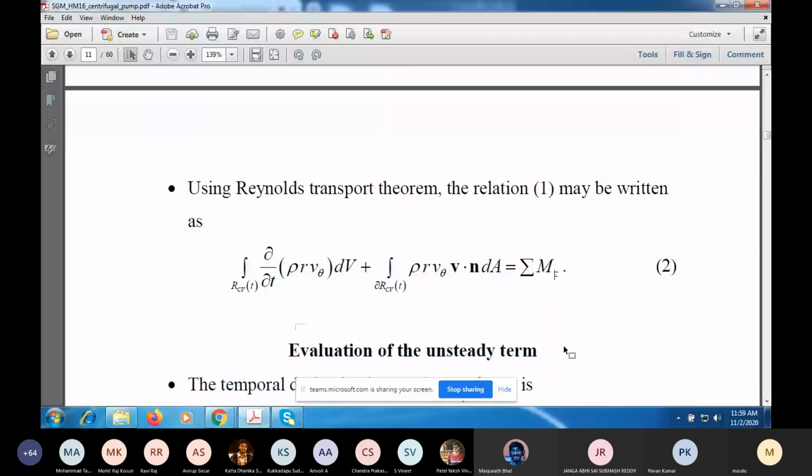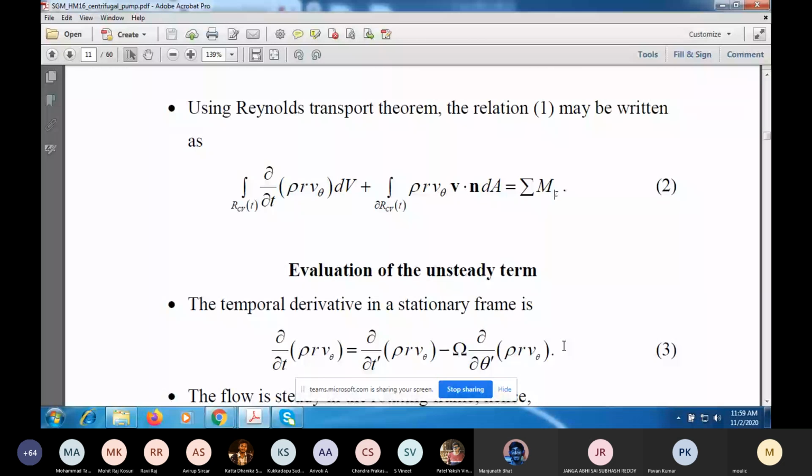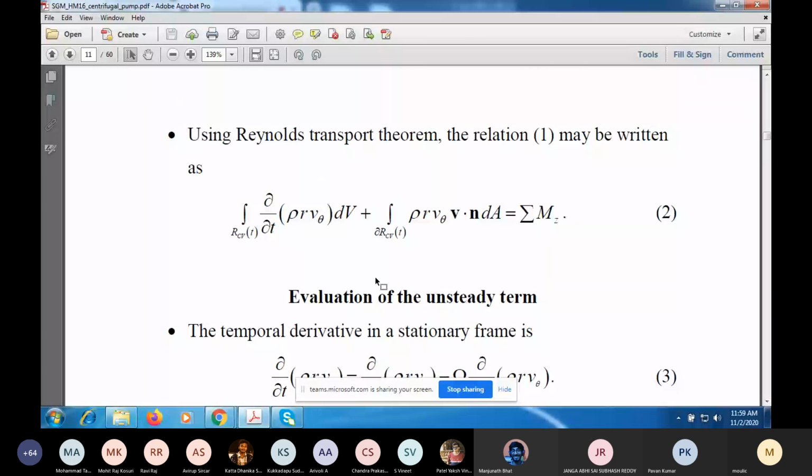Now, this is the temporal derivative in the stationary frame. So del/del t will not be 0. So we need to evaluate this unsteady term. It is almost 12, so I'll stop here now and continue later.